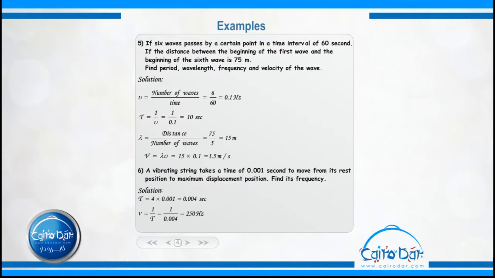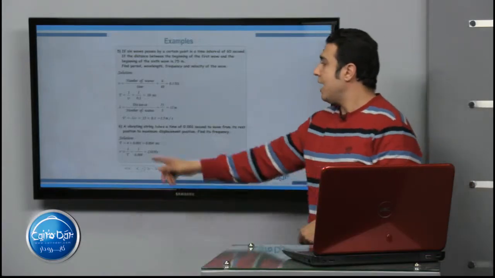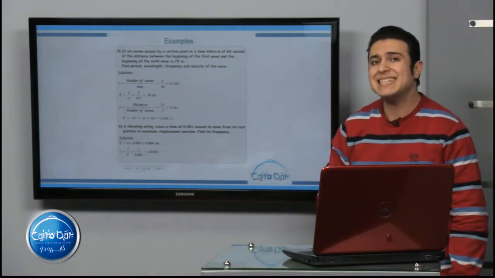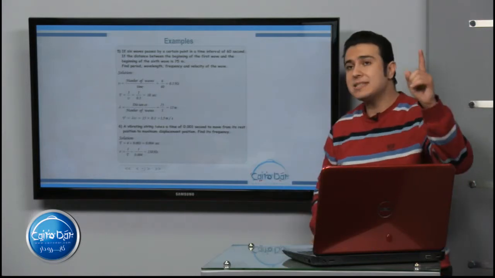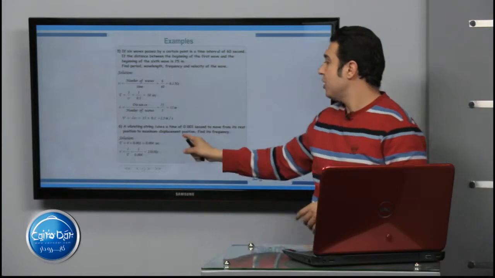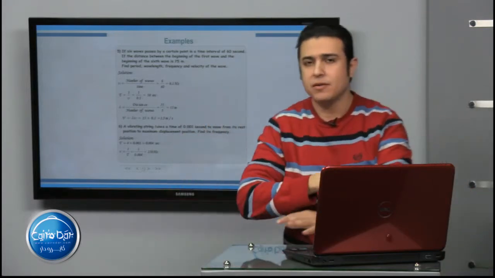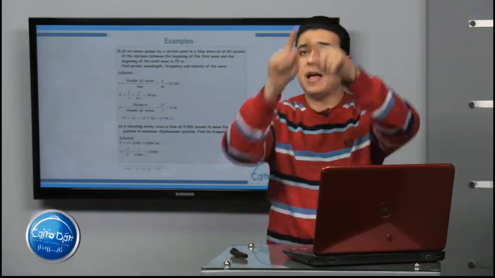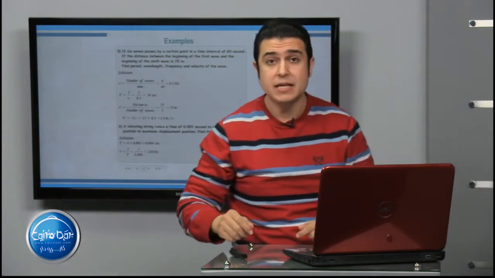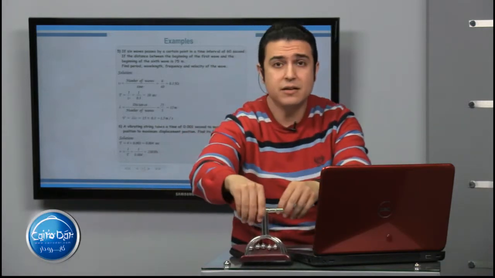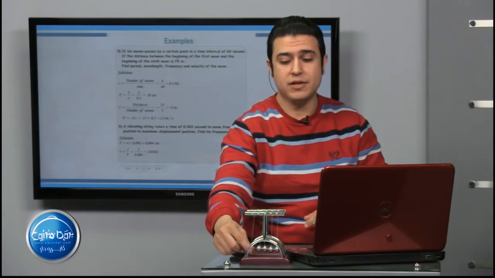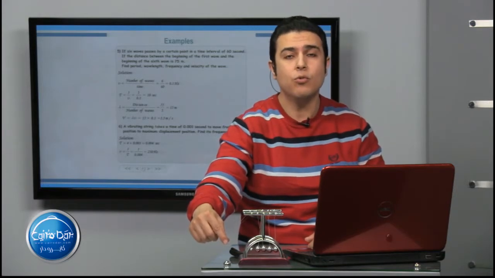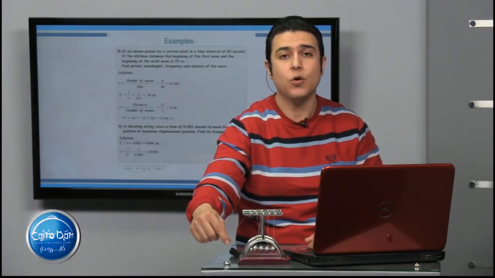That's for this example. Another example: we have a vibrating string that takes a time of 0.001 second to move from its rest position to the maximum displacement position. Find its frequency. First of all, you have to concentrate well. If we have a pendulum and we move it in this way, it takes a time of 0.001 second.